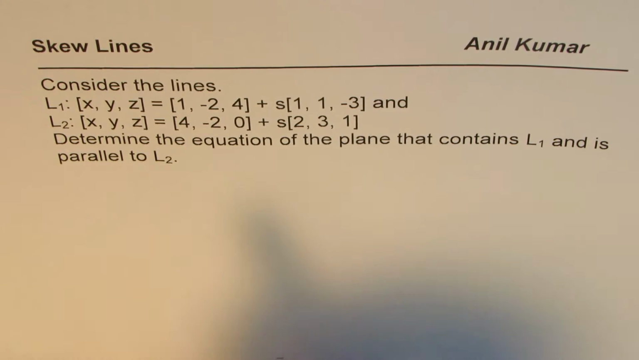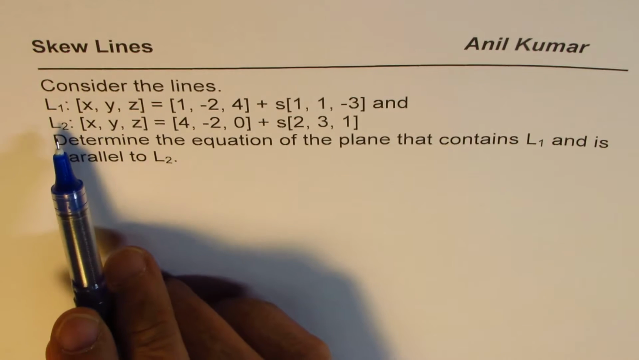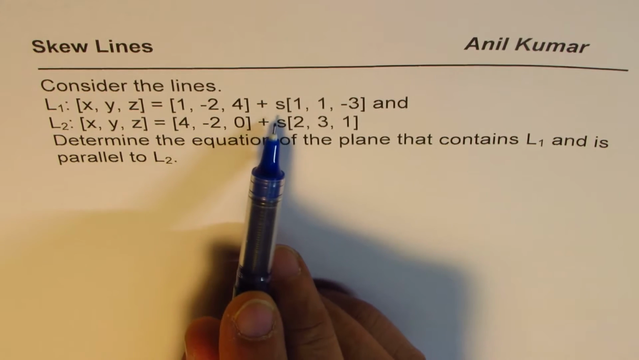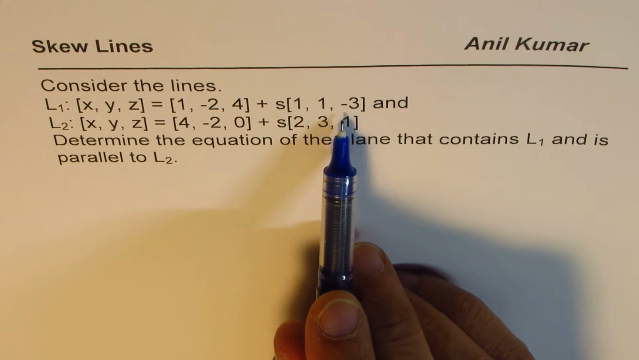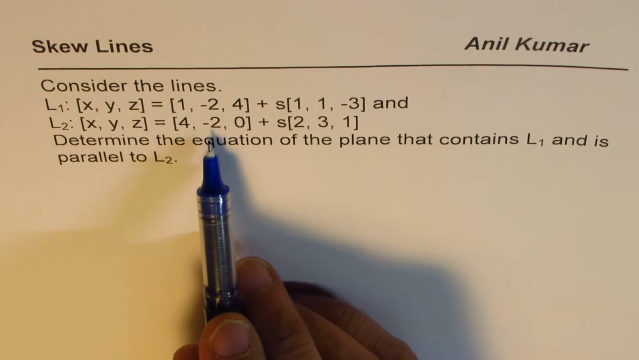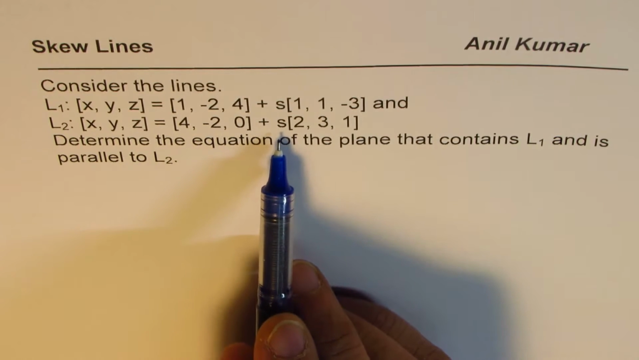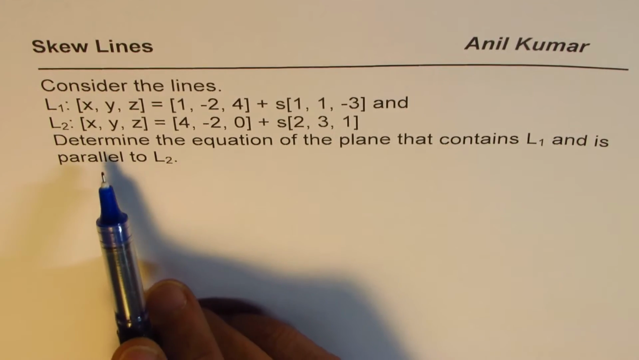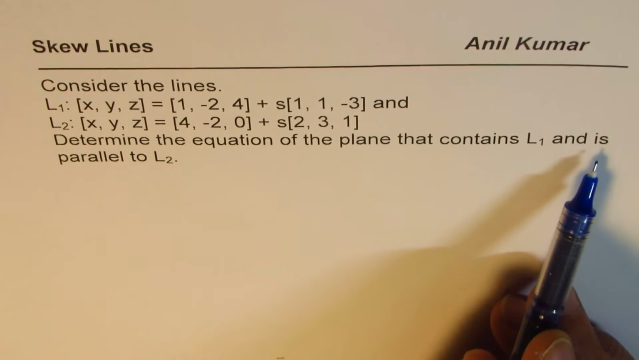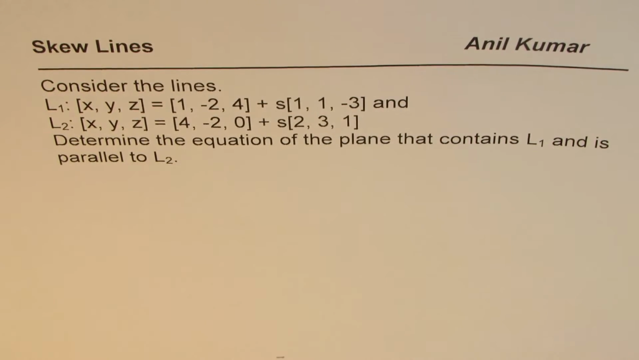The question here is, consider the lines L1: (x, y, z) = (1, -2, 4) + s(1, 1, -3) and L2: (x, y, z) = (4, -2, 0) + s(2, 3, 1). Determine the equation of the plane that contains L1 and is parallel to L2.